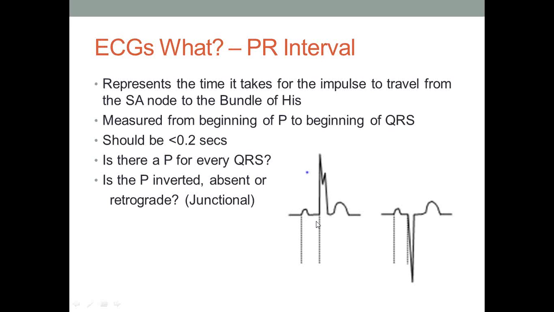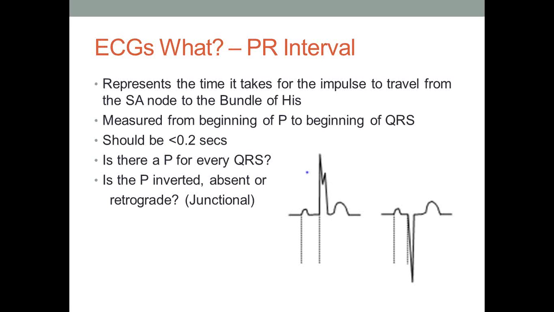And again, we want this to be less than 0.2 seconds, which is less than one big box. The other thing we need to look at with our P waves is: is there a P wave for every QRS complex? So we talked about this earlier. Do the ventricles contract in response to the atria contracting every time? So in a normal heart, that's what we see. We see the atria contract and then we see the ventricles contract. That's what we want to see. We want to see a ratio of 1 to 1.